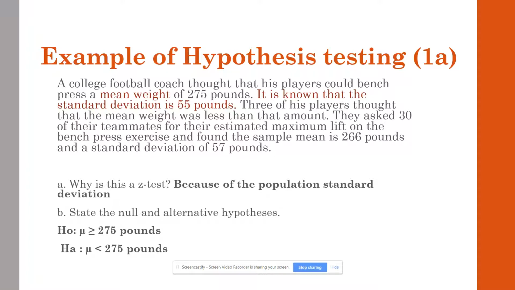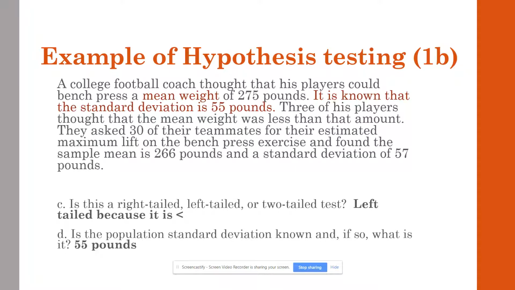State the null and the alternative hypothesis. Since I want to know if it's less than, I need to put the less than sign in the alternative. And it might be easier for you again to start with the alternative, that the mean is less than 275 pounds. So the flip side of that is the null is greater than or equal to 275. Is it a right-tailed, left-tailed, or two-tailed test? It's a left-tailed test because it's a less than sign in the alternative.